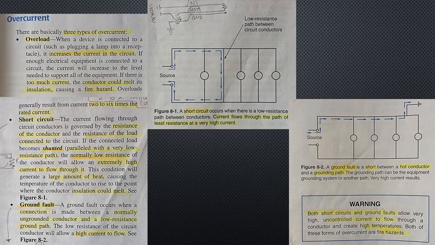Overcurrent protection limits the current passing through a conductor, preventing high temperatures that could damage insulation. Consequently, the equipment connected to the circuit is protected as well. This chapter examines the causes of overcurrent and protection methods.